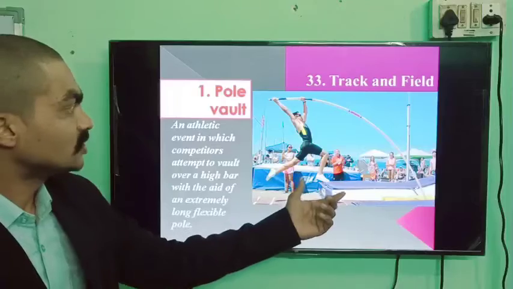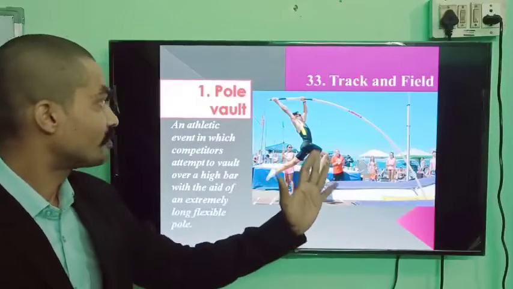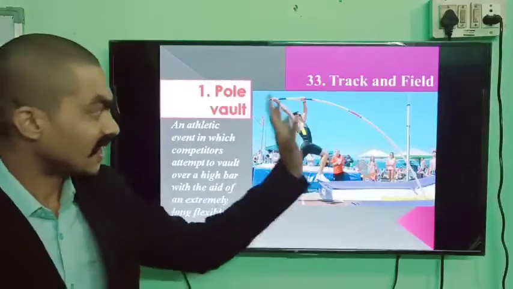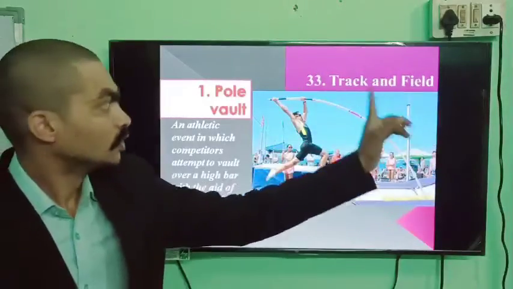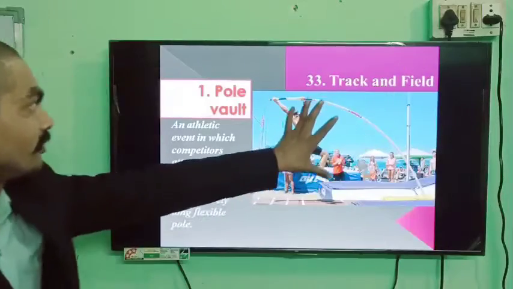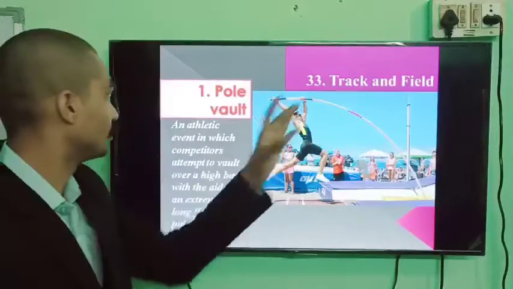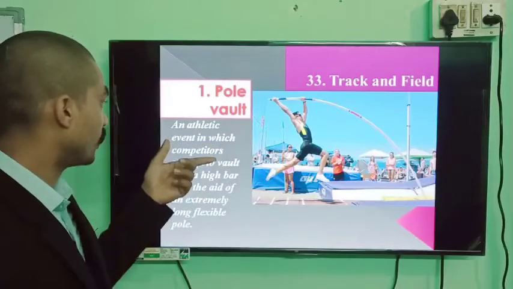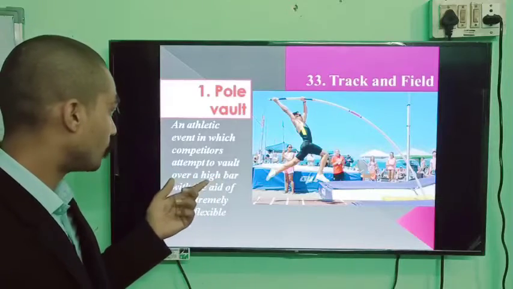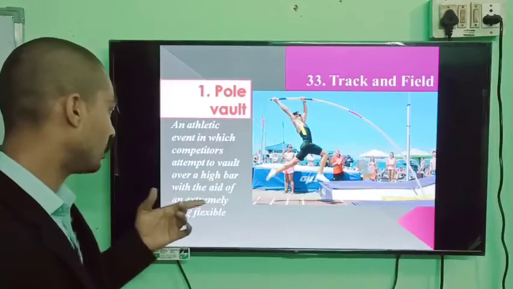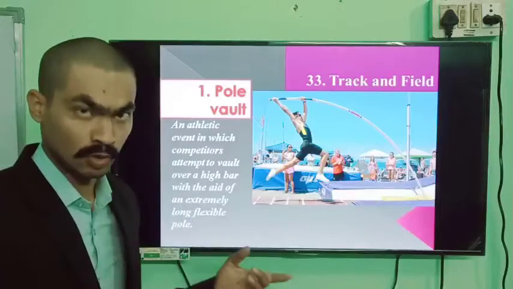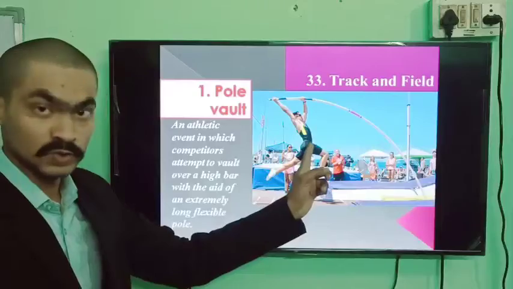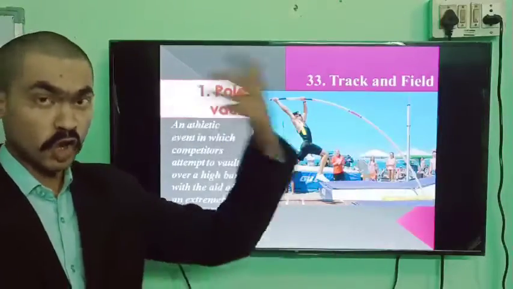This image you are seeing in your book, the very first image, has one long stick. With the help of that, this man will jump. From chapter 33 track and field, the very first game the picture is giving you is pole vault. Pole vault is an athletic event in which competitors attempt to vault over a high bar with the aid of an extremely long flexible pole. This athlete is using a flexible pole so as to jump a long distance.